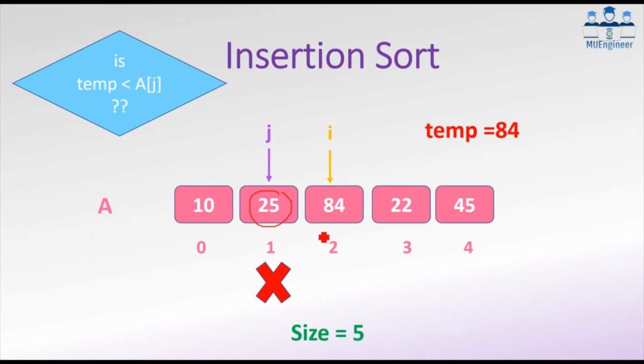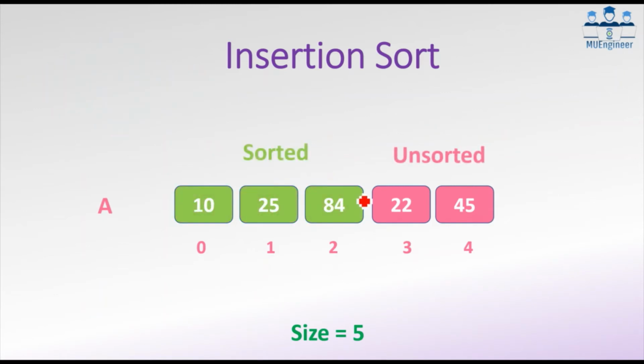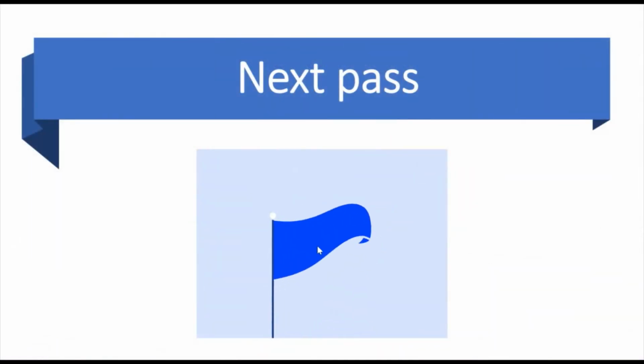So where is j? j is at 1. So j plus 1 means which one? Array of 2. So copy 84 into array of 2. Already 84 was there. So that means 84 has not changed its place, but it has been added to the sorted list. So this way we got these 3 elements in the sorted array and these 2 elements in the unsorted array. Now we are entering the next pass.